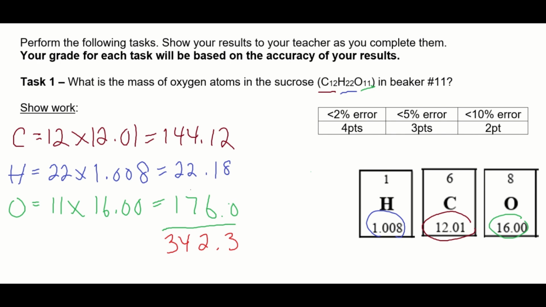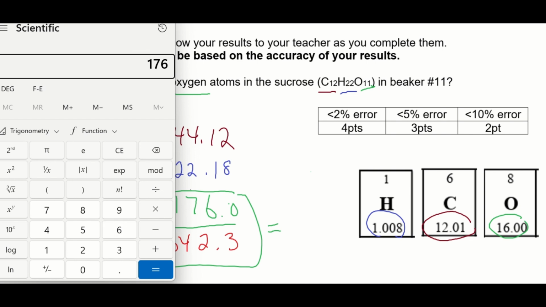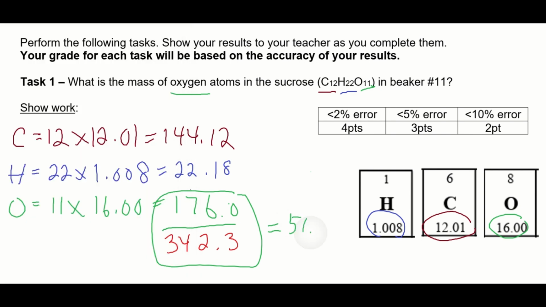All right, so now I am asked specifically for the oxygen atom, so I'm going to get that percentage. It's already set up here, so I'm going to put that in my calculator. Multiply by 100 to get me a percent, and that's going to come out as 51.4% of sucrose is the oxygen. So now that I have that percent composition, which is an intensive property, I can apply it to whatever quantity I want to.